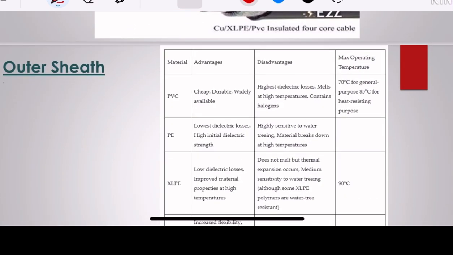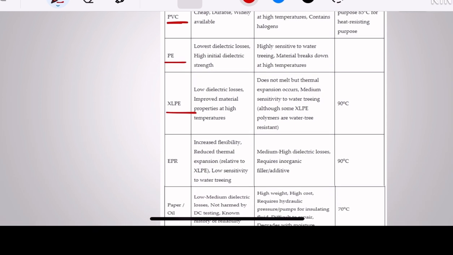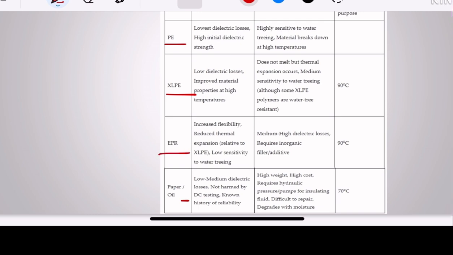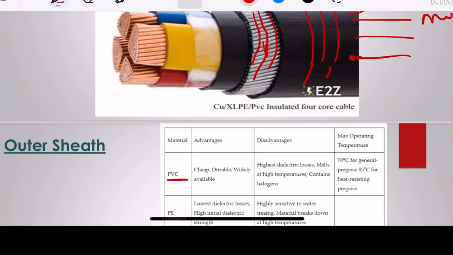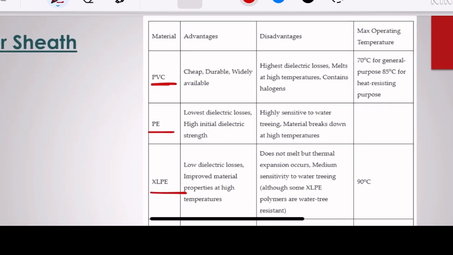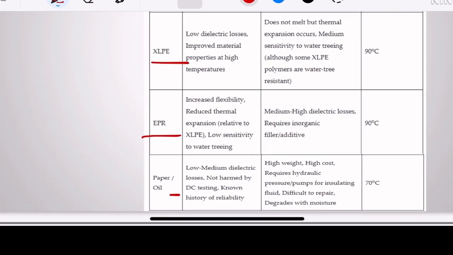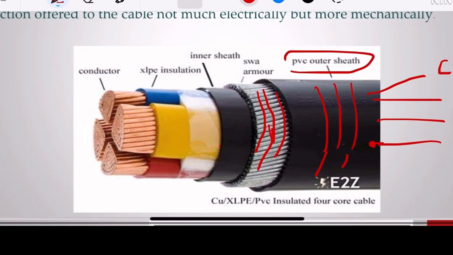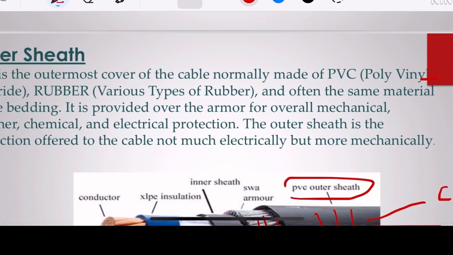Okay, based on the type of material like PVC, PE, XLPE, EPR and paper oil, the application of the cable will differ. You read out all these points, okay? Take the screenshot and read out all the points. You will get more idea about this one related to the outer sheath of the cable.